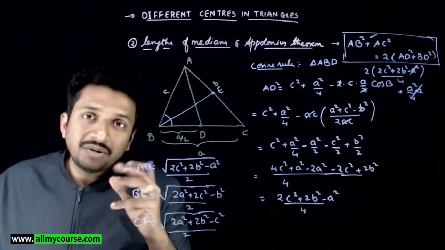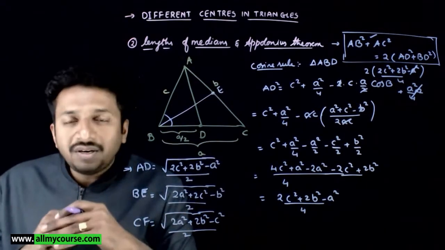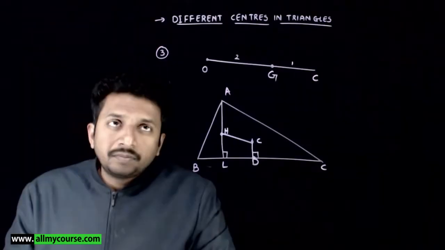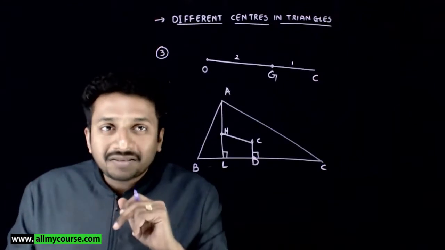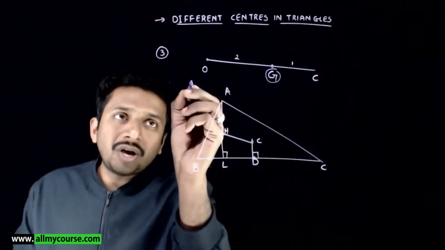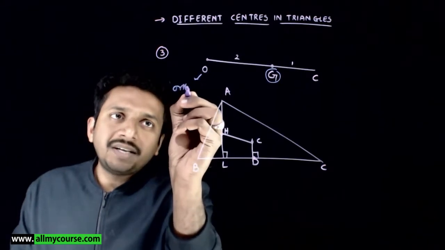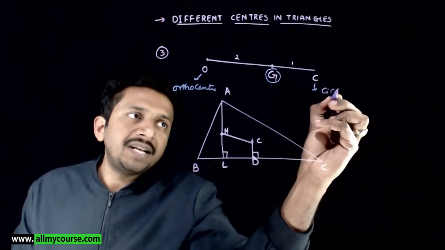I hope you have understood the lengths of medians and Apollonius theorem. So let's go forward to the next property. The next property which you need to remember about the centroid is that the centroid divides the line joining the orthocenter and circumcenter.